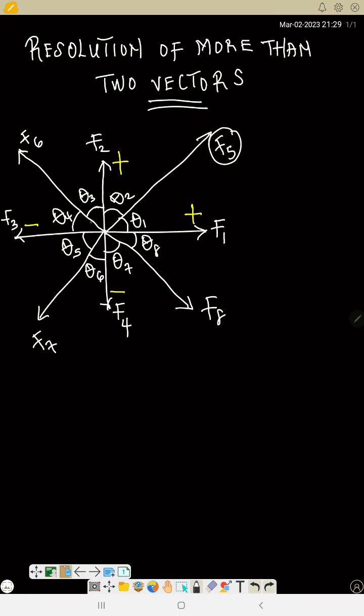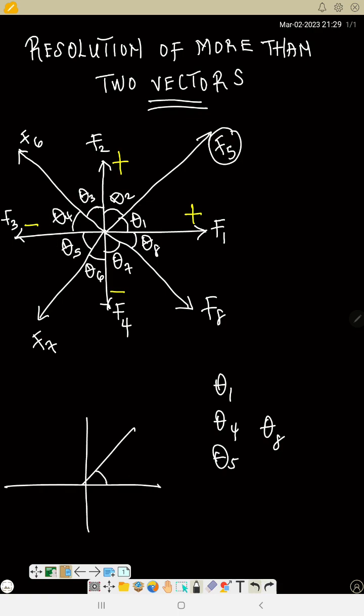But in order not to cause confusion, you can decide to be using the angle to the horizontal. What are the angles to the horizontal in this diagram? Trace it. They are theta 1, theta 4, theta 5, and theta 8. You will notice all these ones are to the horizontal because this is horizontal. So we have an angle here, here, here, and here. Any one you have here is to the vertical.